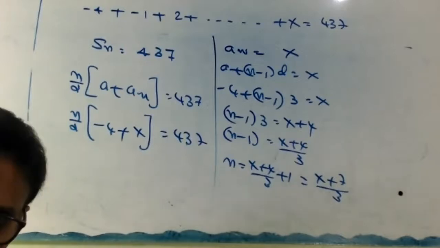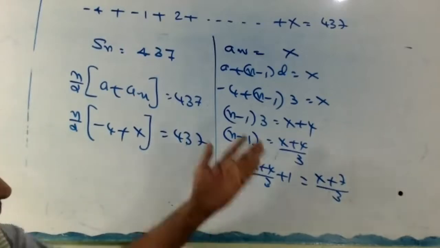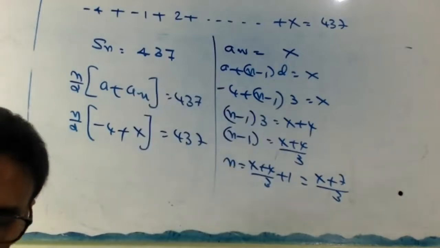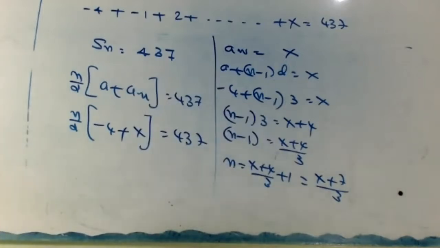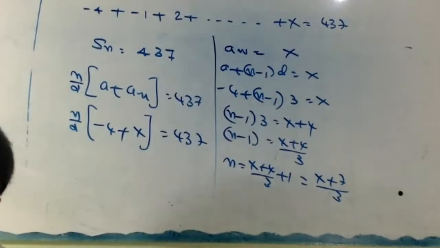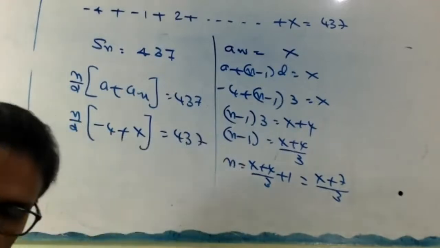Okay, other formula, no problem. You can use 2a plus (n minus 1)d. But how will you get the x? That's the problem. I told you, if the nth term is given, why can't you use that one? Okay, if you get it, no problem. Both are the same only.